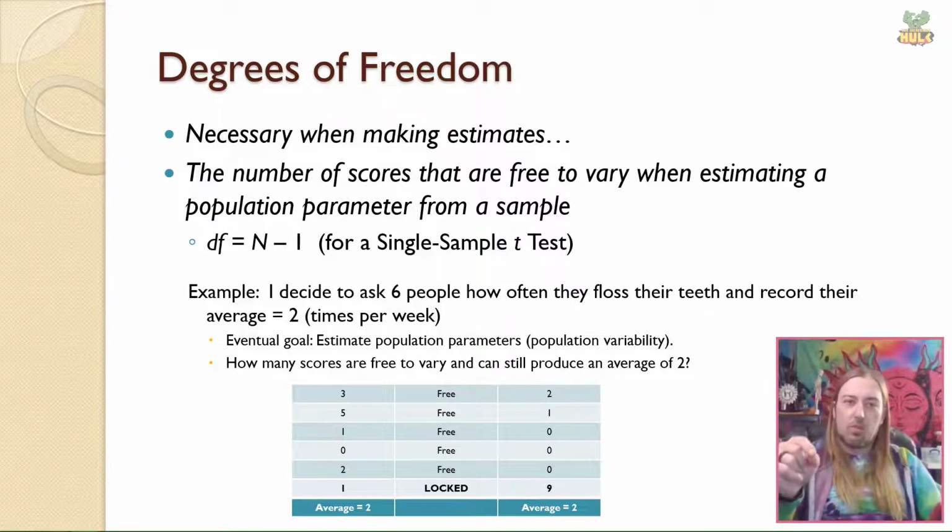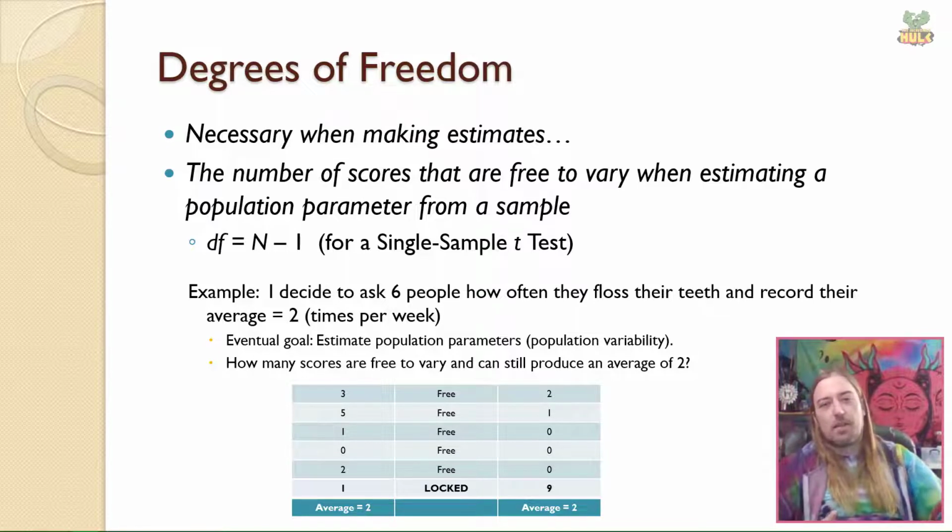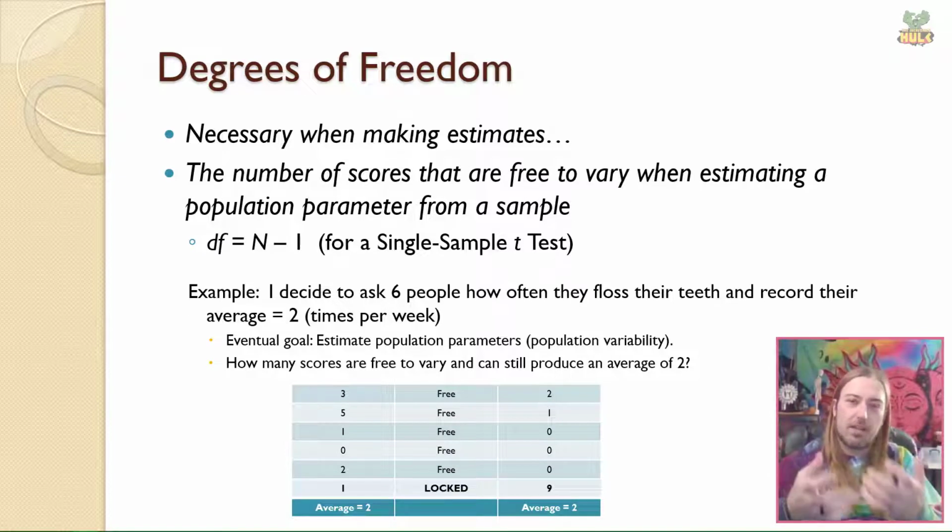Then that last one still has to be fixed, right? In this case, it would have to be a 9 in order to get my sum high enough that it would get all the way to 12 so that we could divide by 6 and still end up with the average of 2. So this example is trying to illustrate how degrees of freedom works when estimating the mean.